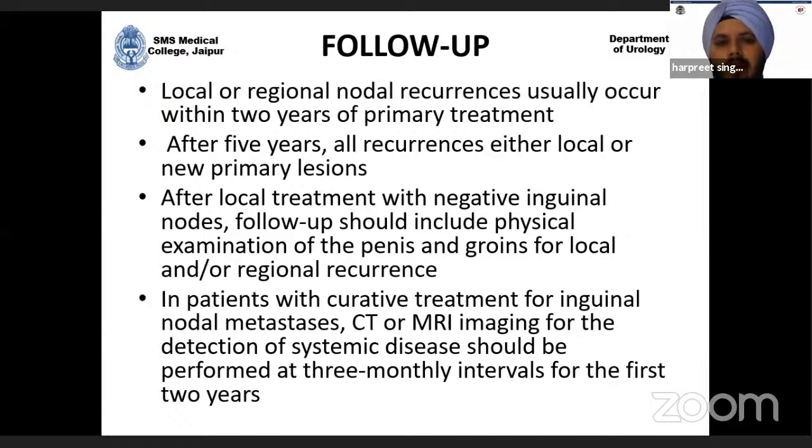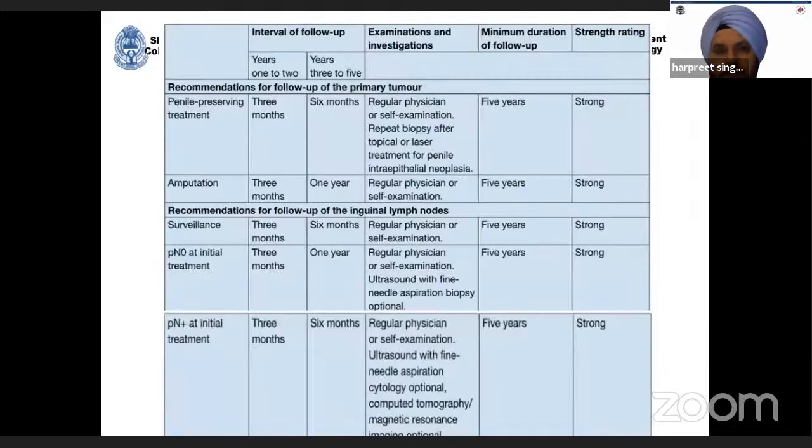After local treatment with negative inguinal lymph nodes, the follow-up should include physical examination of the penis and the groin region for local and regional recurrence. In patients with curative treatment for inguinal node metastasis, CT or MRI imaging for detection of systemic disease should be performed at a 3-month interval for the first 2 years. This is the follow-up according to the EAU guidelines.